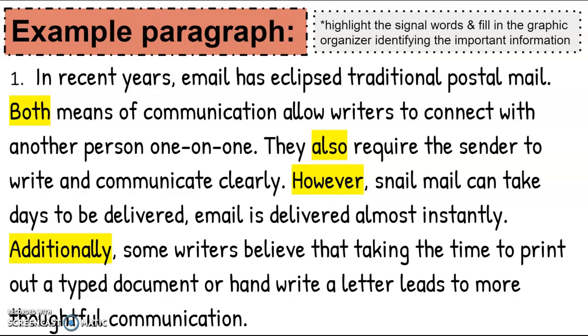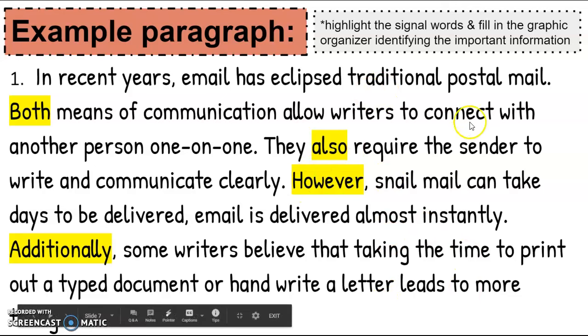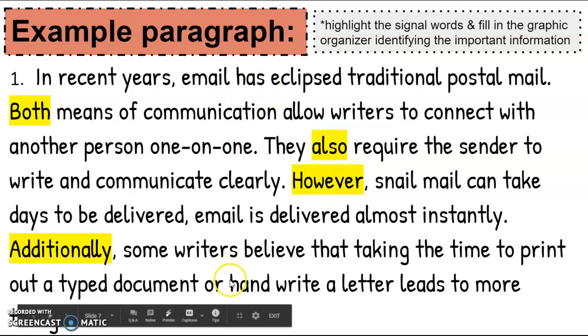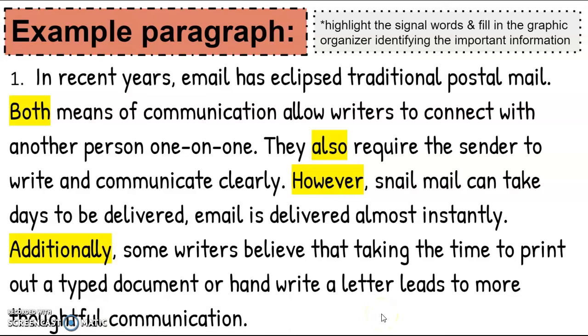And here's what I found: both, also, however, and additionally. So that tells me that somewhere in that sentence, I'm going to see a similarity. Somewhere in this sentence, I'm going to see a difference because it says however. And so I'm going to go through the paragraph. Now, something to note, not every single sentence is necessarily going to have a signal word, so you really need to just really think about what it is that's being written about.